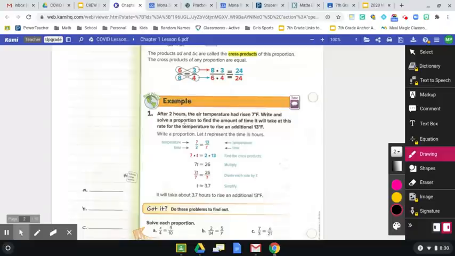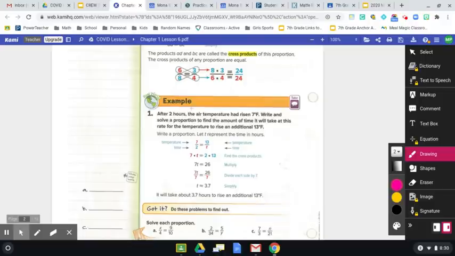It says, after 2 hours, the air temperature had risen 7 degrees Fahrenheit. Write and solve a proportion to find the amount of time it will take at this rate for the temperature to rise an additional 13 degrees Fahrenheit. So what I'm going to do is I'm going to circle the information I see and know, and I'm going to underline what we're solving for so we can set a proportion up.